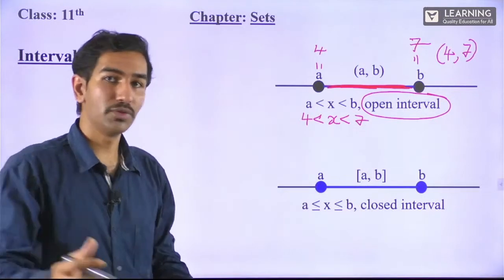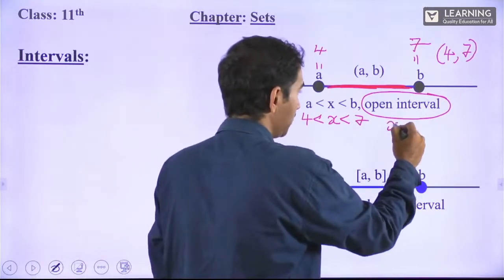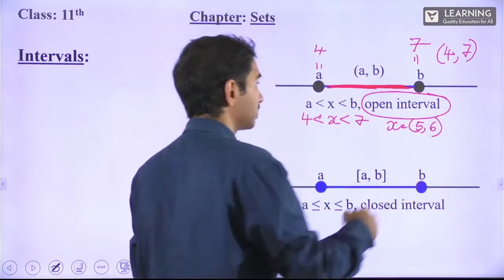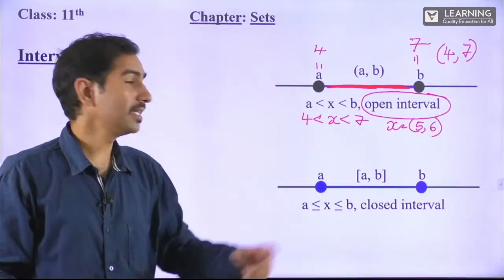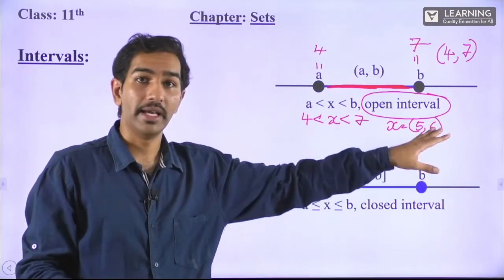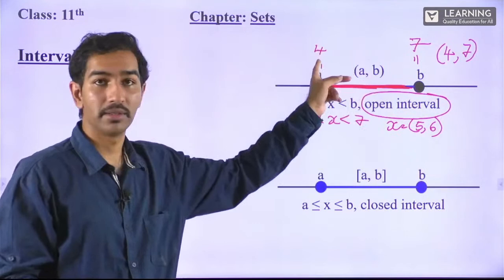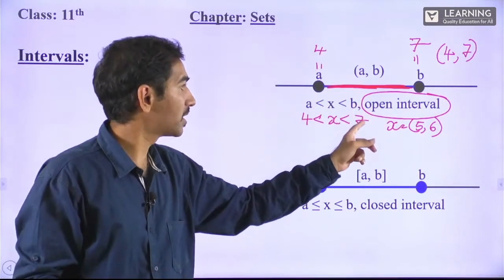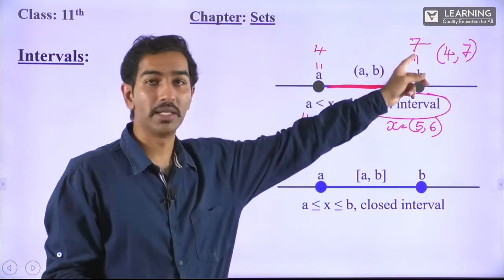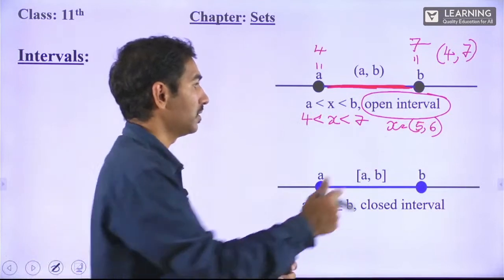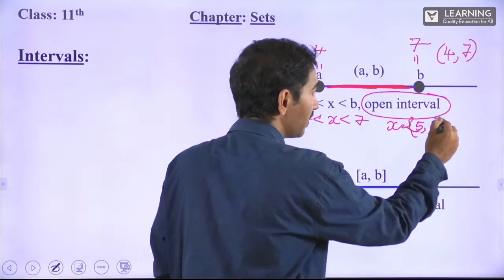So now what are the values of x, students? x can be equal to 5, x can be equal to 6. That's it. Correct? x can take the value of 5, x can take the value of 6. But x cannot take the value of 4. Why? Because it is an open interval. x cannot take the value of 7. Why? Because it is an open interval. Understood? So 5 comma 6, these both are the values of x.